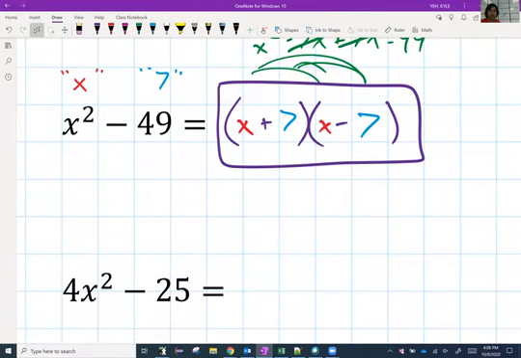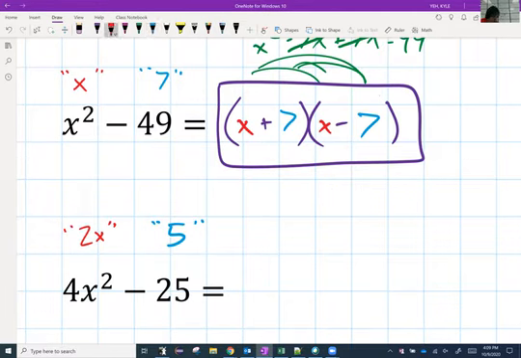4x squared minus 25. We're given this quadratic equation. We are asked to factor. Well, is the first one a perfect square? And it actually is. 2x, right? Because think about, what would 2x squared be? 2 squared is 4, x squared is x squared. This is a perfect square. The second one, 25, is obviously the perfect square of 5.